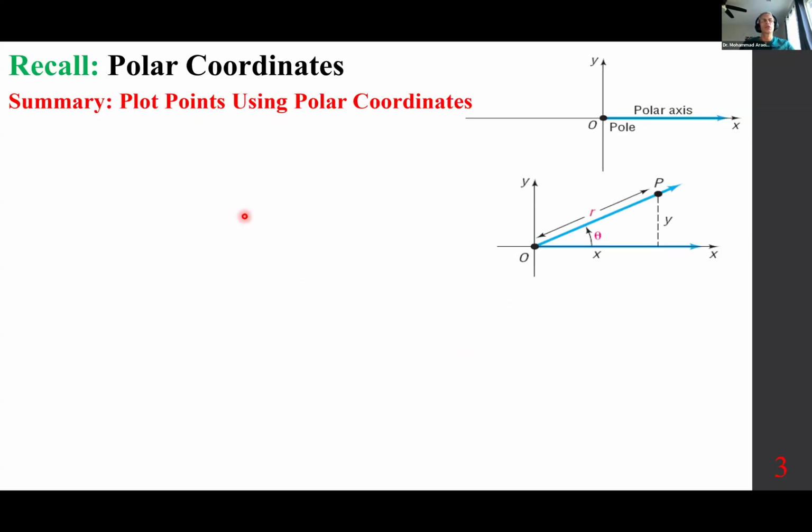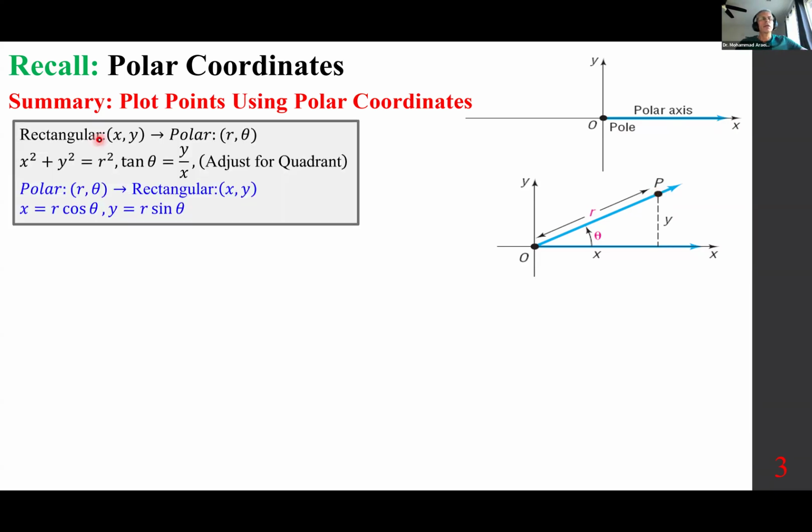So, a quick recap of polar coordinates. If you think about the rectangular coordinate system, we have x and y axes. In the case of polar, we have the x axis, the positive side, the polar axis, and the pole. When we put them together, a point P has coordinates x comma y or r comma theta. Rectangular would be x comma y, polar would be r comma theta. x squared plus y squared equals r squared, Pythagorean theorem. Tan theta is y over x, and you have to adjust for the quadrant.